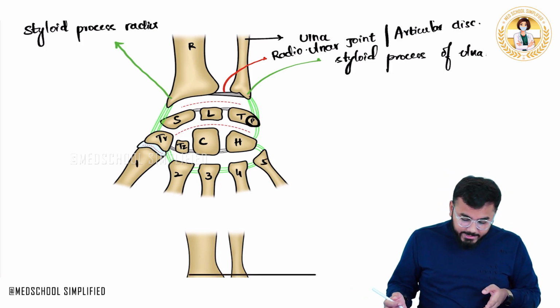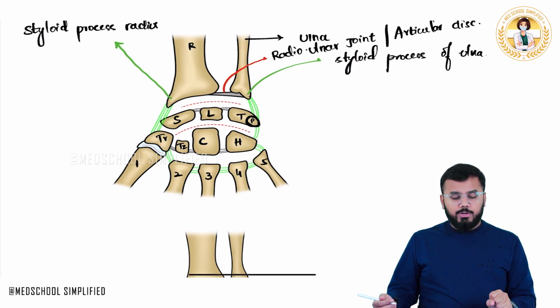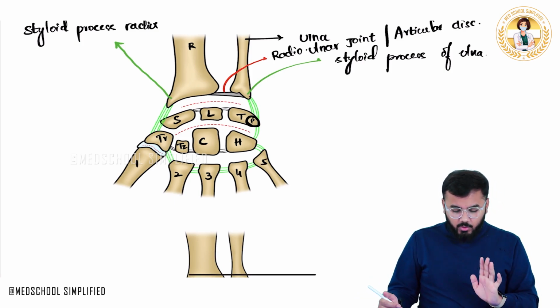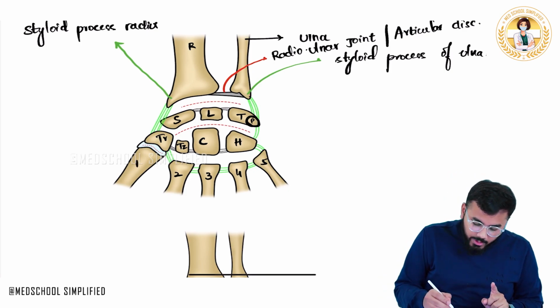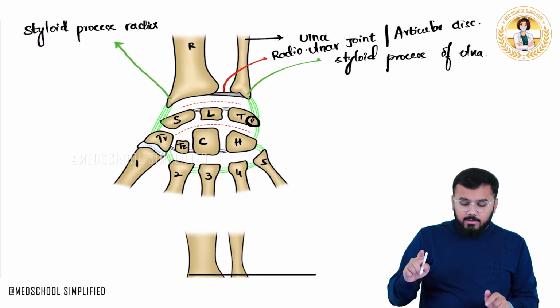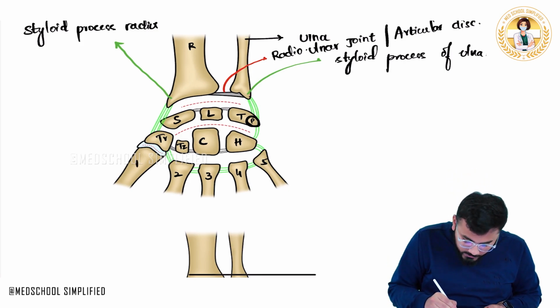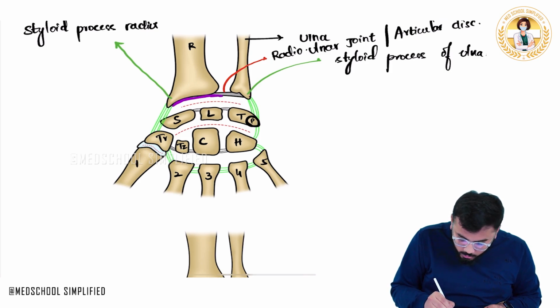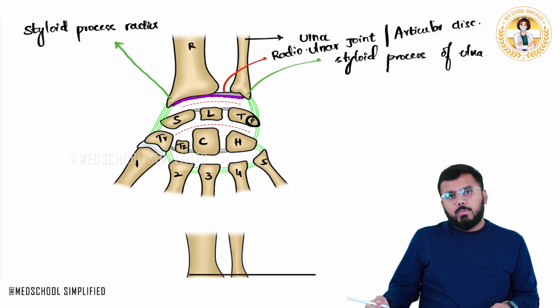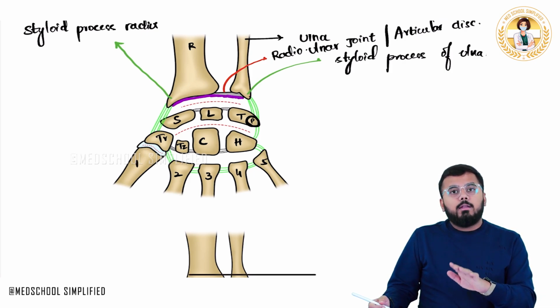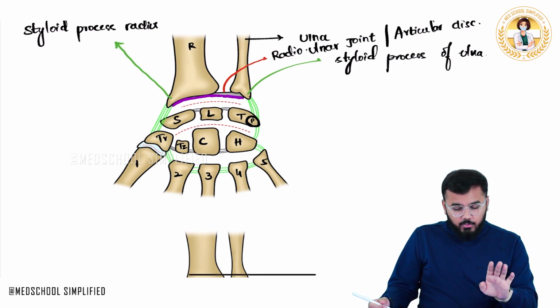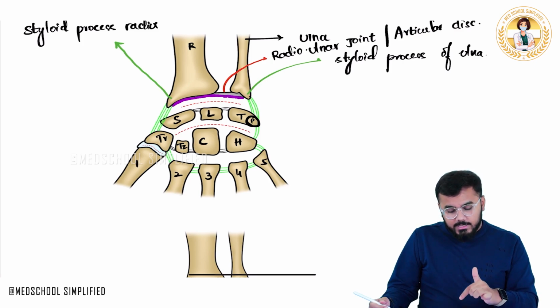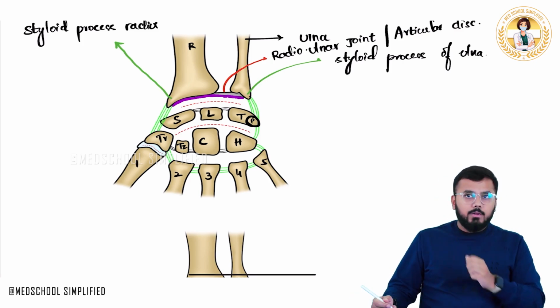Now, what is a wrist joint? Wrist joint is formed between what and what? I am drawing a violet line, and that is the wrist joint, guys. The wrist joint forms all the way from the radius like this to the articular disc. Ulna is not included under the wrist joint. Wrist joint is formed between the distal end of radius, articular cartilage and the carpal bones.